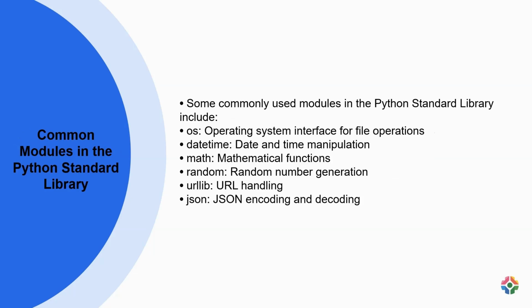The Python standard library contains various modules that facilitate programming tasks. The OS module allows interaction with the operating system for file operations. For manipulating dates and times, programmers can use the datetime module. Math provides access to mathematical functions for calculations. For generating random numbers, the random module is widely utilized. The urllib module assists in handling URLs, while the json module is used for encoding and decoding JSON data.